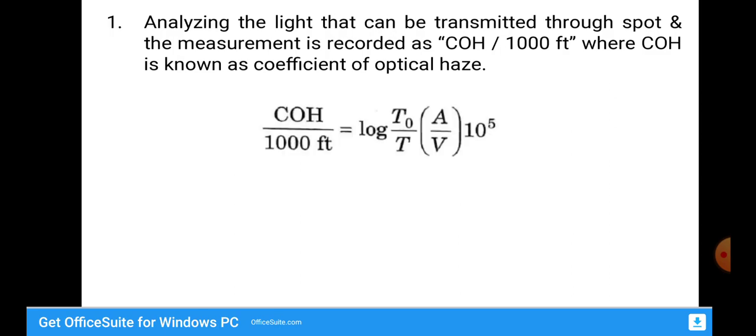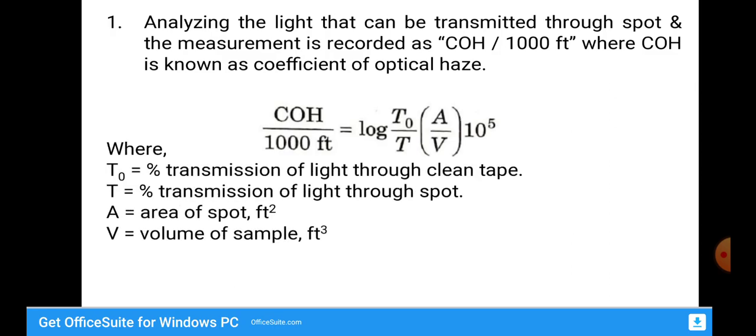The equation is COH per 1000 feet is equal to log T0 by T multiplied by A by V, 10 raised to 5, where T0 is percentage transmission of light through clean tape, T is percentage transmission of light through spot, means at the end of sampling, A is area of spot, feet square, and V is volume of sample, which is in feet cube. How much volume of air is sucked through blower.